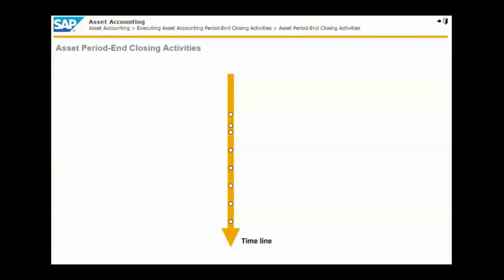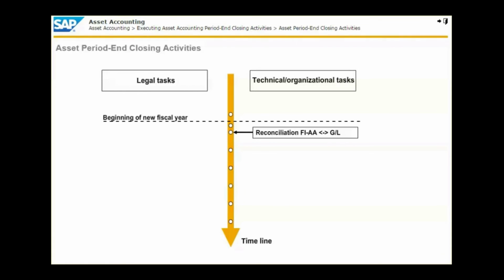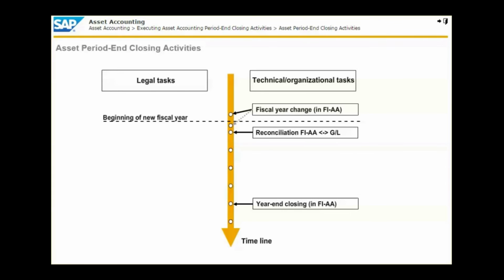Closing in fixed assets or FIAA can roughly be divided into two types of work: legal requirements, mandates required by the government; technical and organizational tasks, preparatory steps that are necessary technically or that support the accounting organization. With the fiscal year or FY change program, the new year is opened in FIAA. This allows you to post to assets in the new fiscal year.